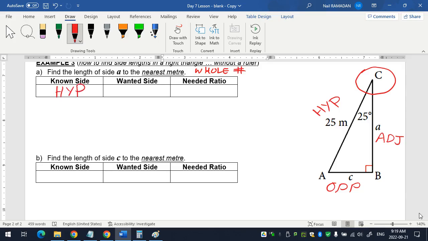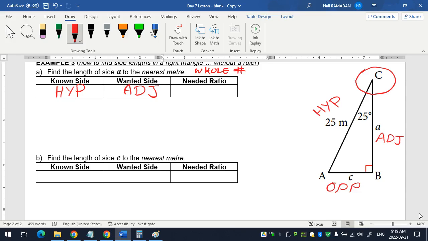Which side are you trying to find? Well, let's look at the problem. The problem wants you to find the length of side. Side what? By the way, could they have asked for side C? Could they? But they asked for side what? A. What is side A? Is it opposite or adjacent? Thank you. Put adjacent. You see how structured and organized it is?